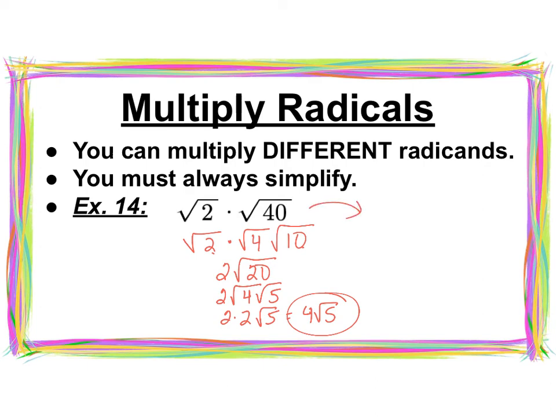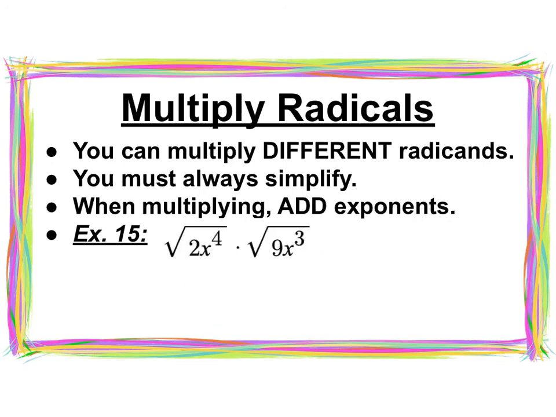Another way to do this is just to multiply straight off. So I can do 2 times 40 and get the square root of 80. And then I can simplify, finding the largest perfect square is 16. And then we get 4 root 5. So either way will get you the same answer.